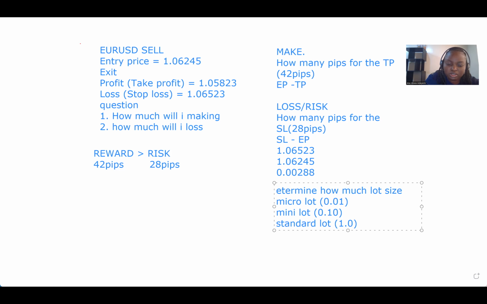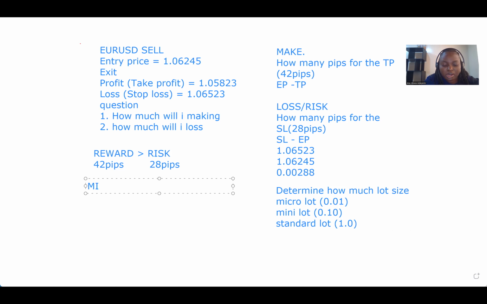Now we start with the first one, which is the micro lot. So how much will you be making if you're using a micro lot of 0.01? I said earlier that if you use a micro lot of 0.01 and price moves in your direction, 1 pip is going to give you 10 cents.